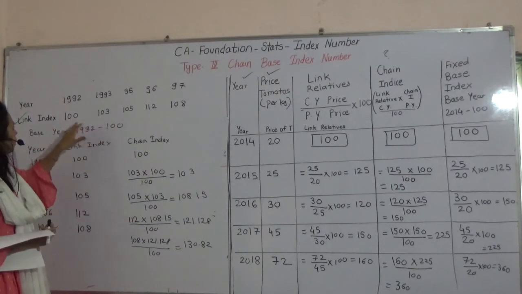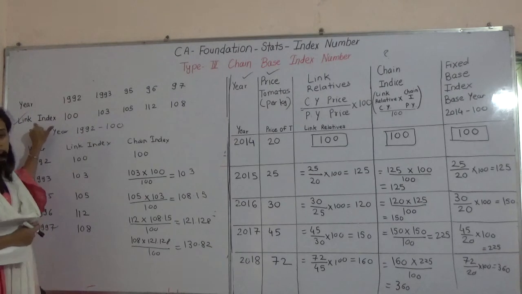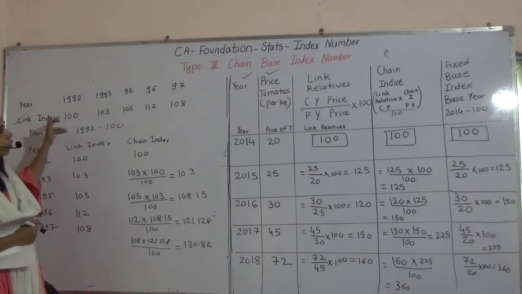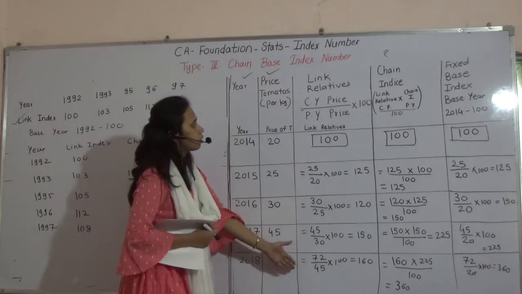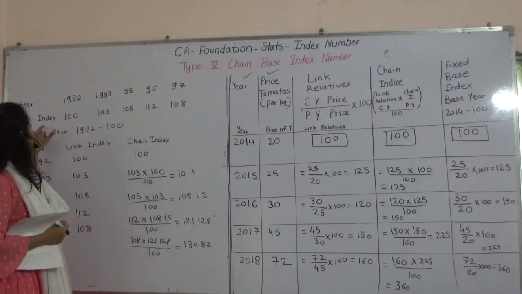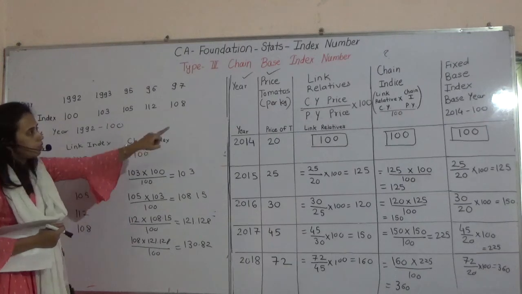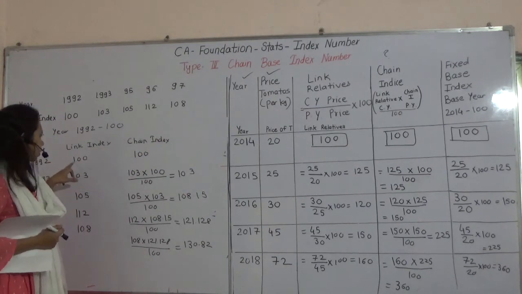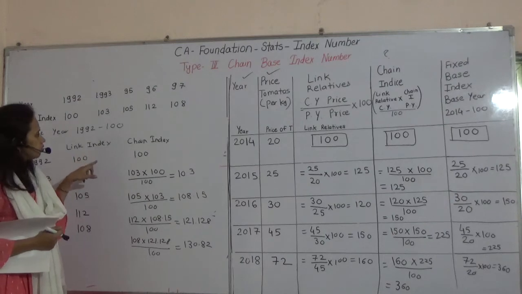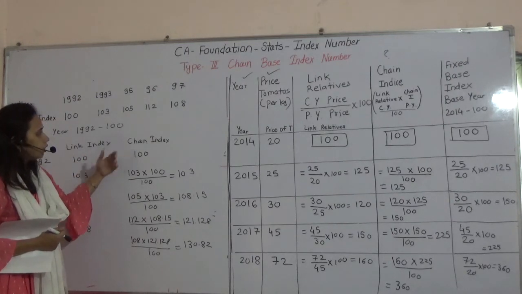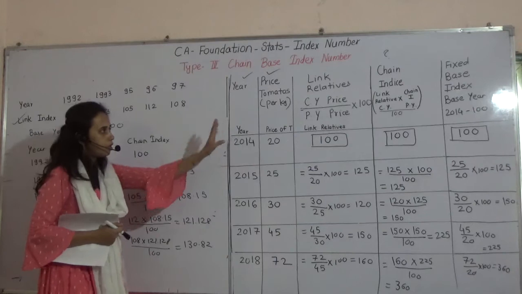Why am I taking this problem? Because here they have already given us the link index. In this problem, don't do the calculation of link relatives because they have already given it to you. And from this information you have calculated the chain index with the same formula: link relatives of current year into chain index of previous year divided by 100. Same formula we have applied.